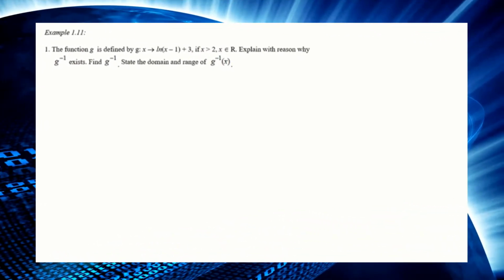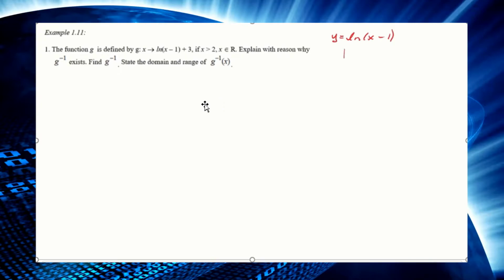Now in this example, the function g is defined by ln(x - 1) + 3, where x is greater than 2. Explain with reason why the inverse function of g exists. Before answering the question, first we try to sketch the graph for this function.